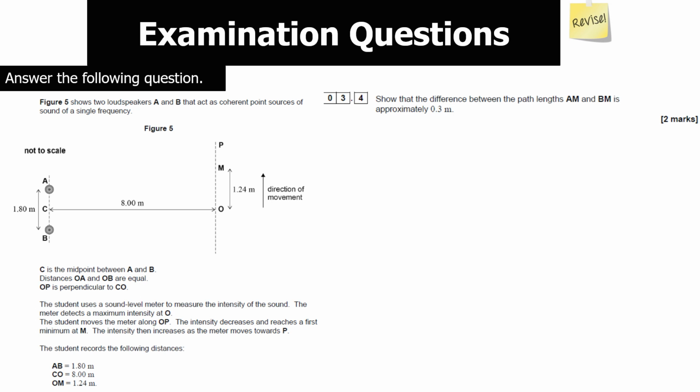The meter detects a maximum intensity at O. The student moves the meter along OP, and the intensity decreases and reaches a first minimum at M. The intensity then increases as the meter moves towards P. The student records AB to be 1.80 meters, CO to be 8.00 meters, and OM to be 1.24 meters. So show that the difference between path lengths AM and BM is approximately 0.3 meters.